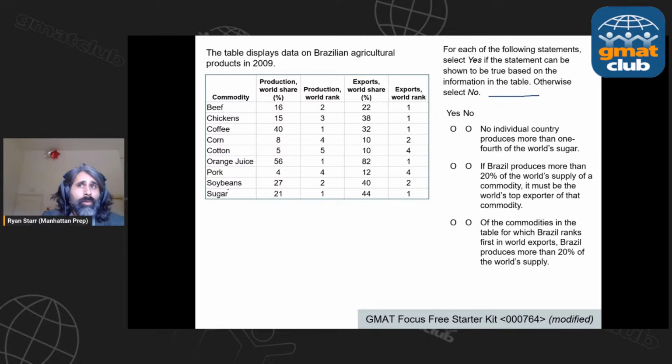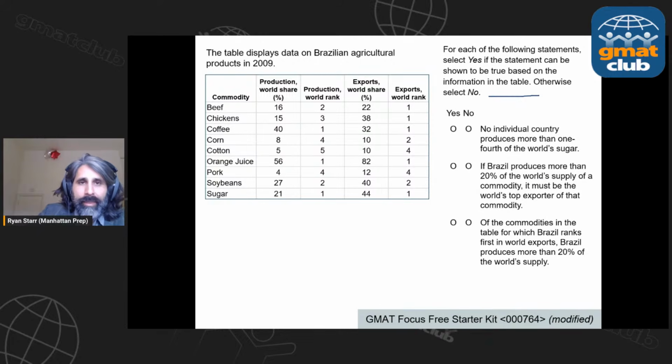The table will always be sorted by the leftmost column in alphabetical order, but you can then sort by production world share instead, production world rank, exports world share, exports world rank. And that's helpful because, look at the second statement here. It starts, if Brazil produces more than 20% of the world's supply of a commodity. You pause there, sort by production world share, and you'll get all your ones over 20% next to each other at the bottom right there in order. That's just a good way to look at the data more easily and carefully, right? It's good functionality and you want it for some of the questions for sure.